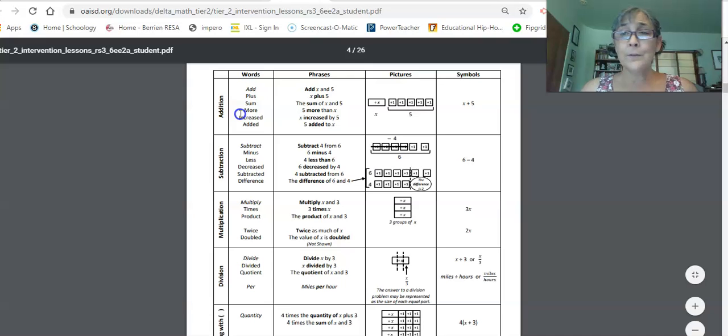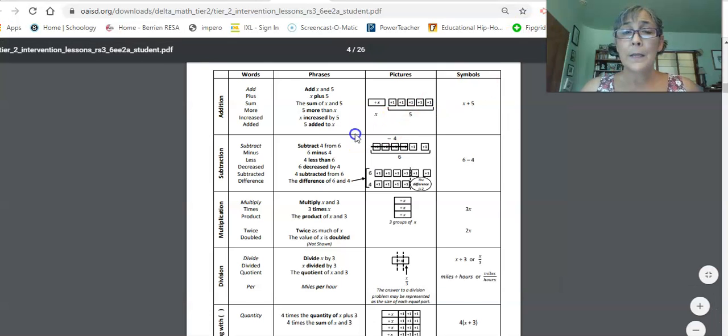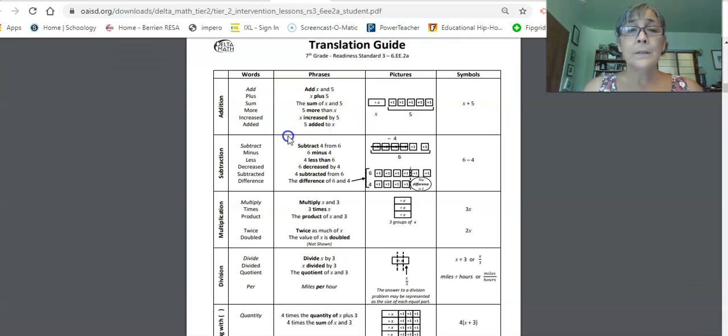So addition, here's some addition words. Add, plus, sum, more, increased, added. And you're going to see them this way in a sentence. X plus 5. That means you're adding. The sum of x plus 5, that's adding to. 5 more than x is adding. X increased by 5 is adding. X added to 5, or 5 added to x, is adding. Different ways to say add.